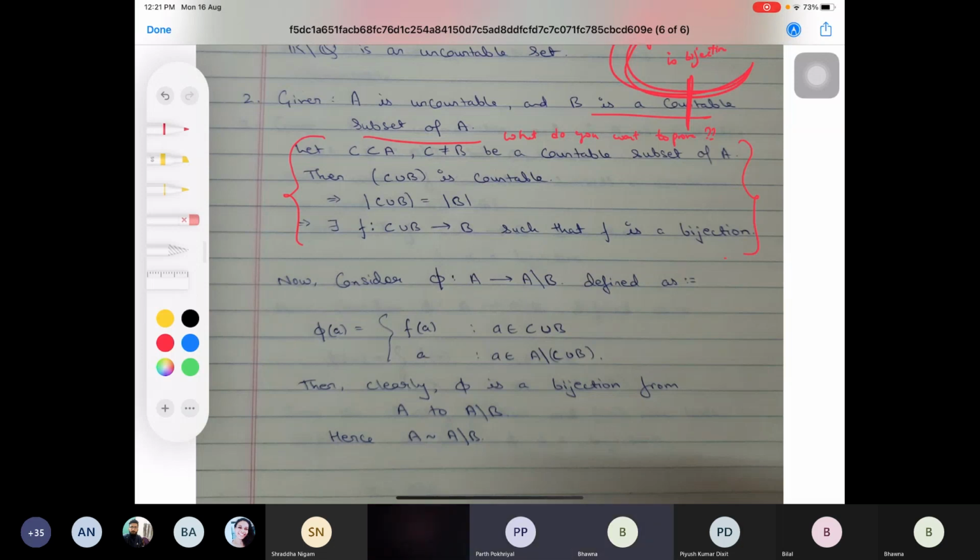I'm sorry. How is it a bijection? So ma'am, C union B and B would have a bijection because they are both countable sets. Very good. So essentially, A would be written as A minus C union B, union C union B. Yeah, so A can be written as A minus C union B, union C union B.